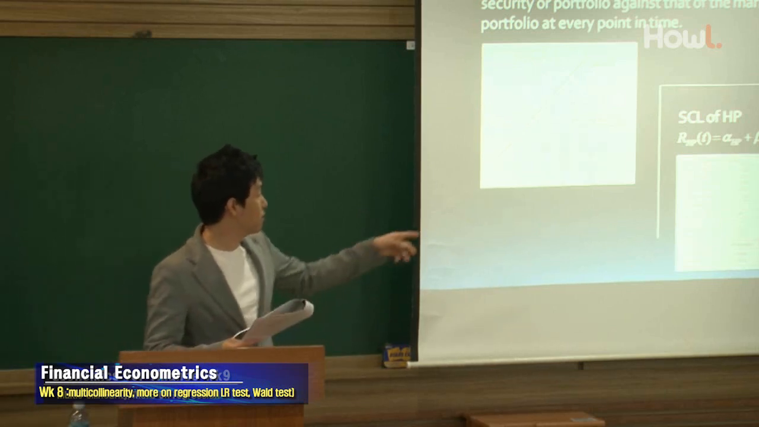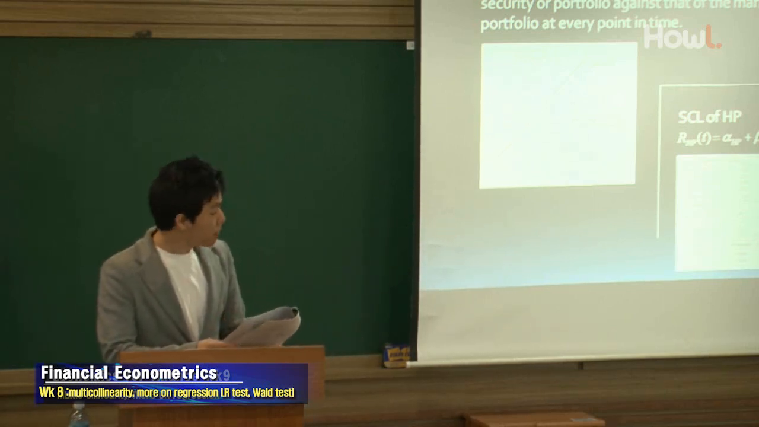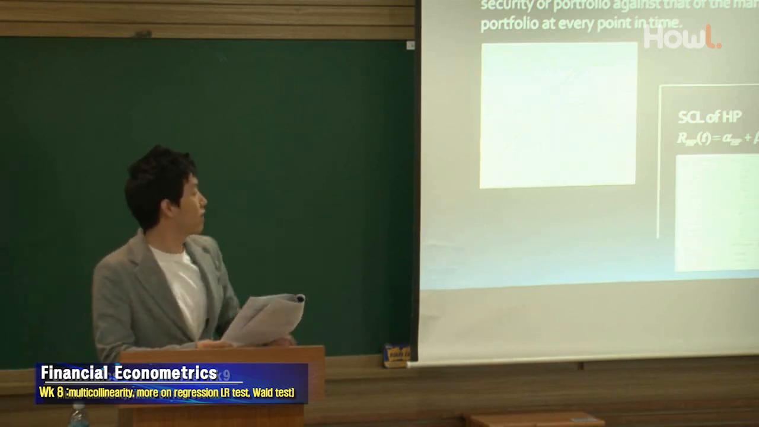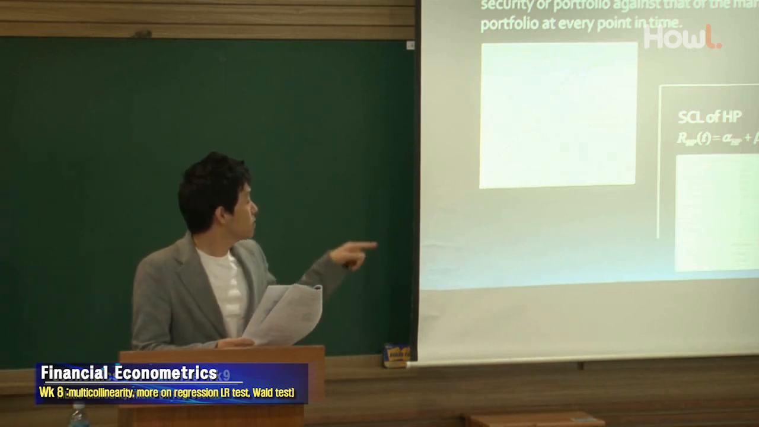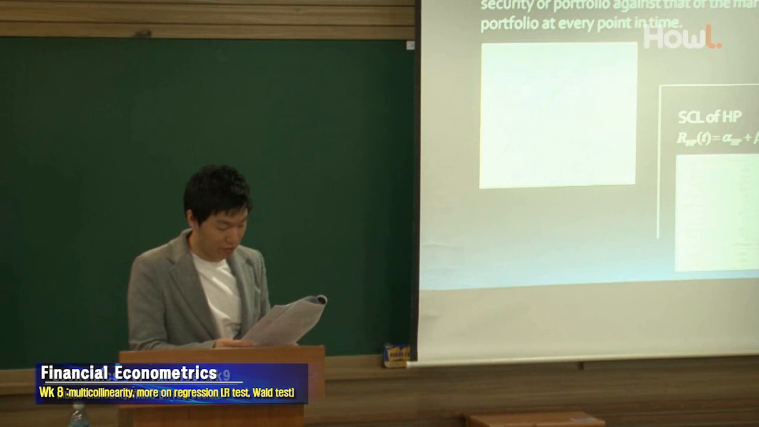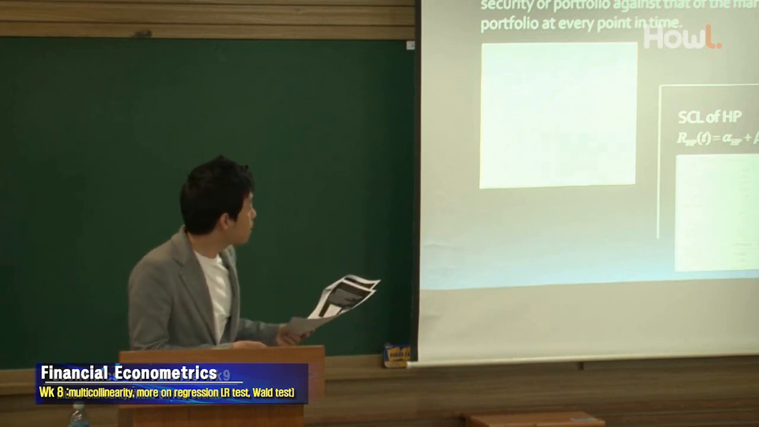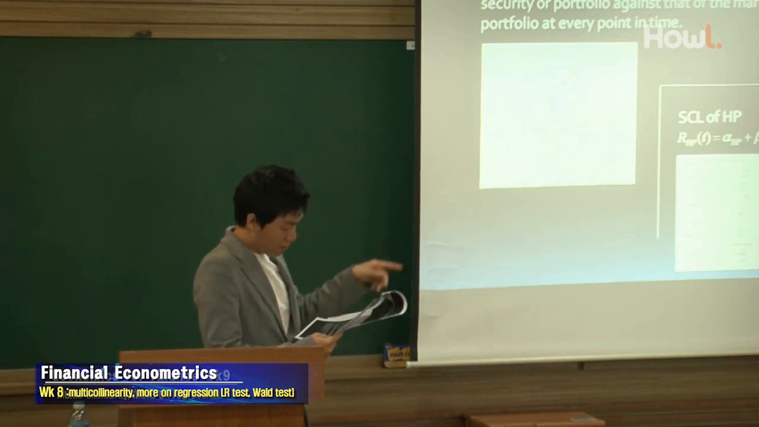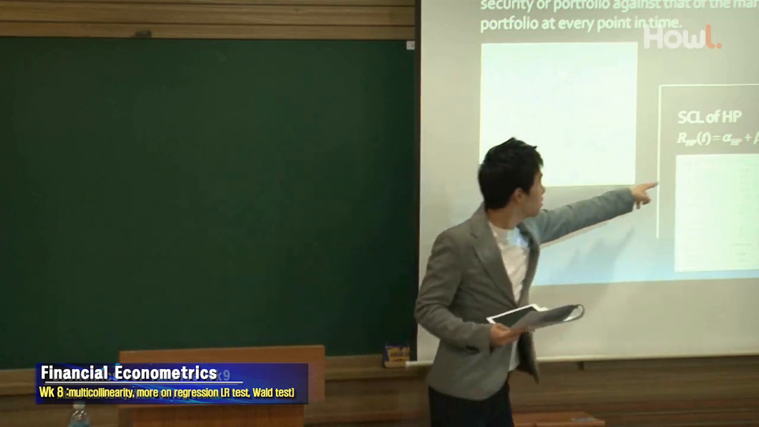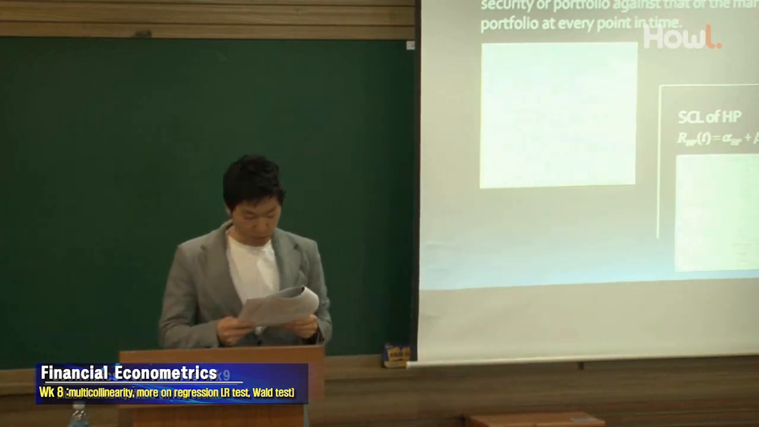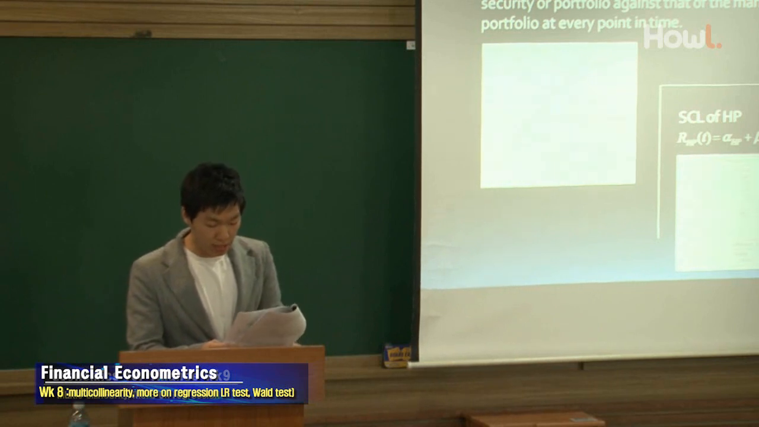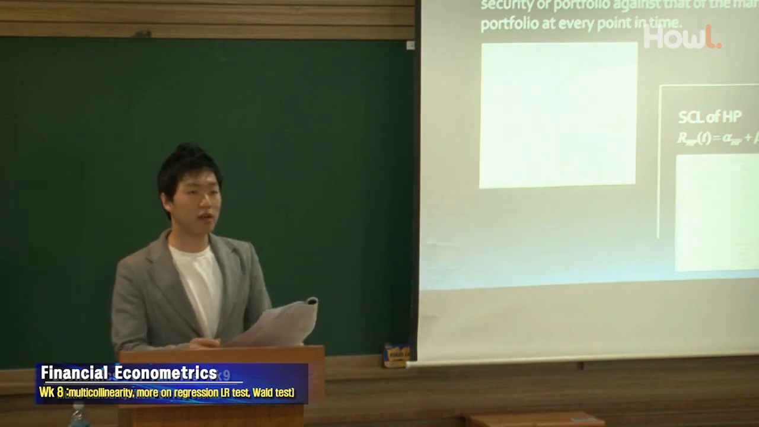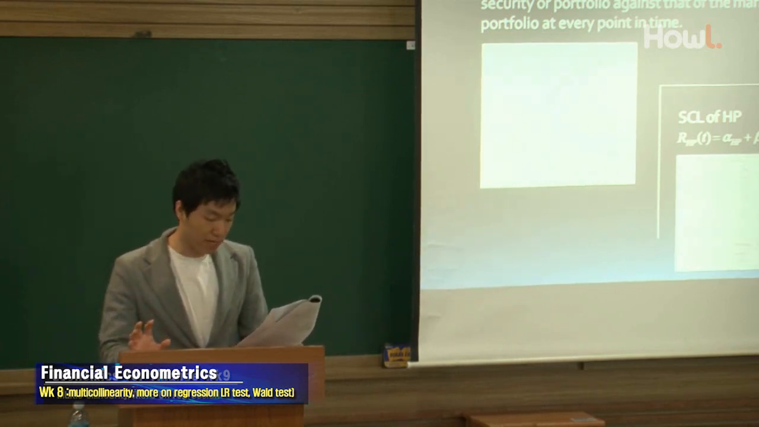The right bottom is the example of the SCL of HP. In that case, we use the beta, alpha, and error for HP, and just use M as the S&P 500. See the regression statistics: 0.7238 is the correlation of HP with the S&P 500, and it shows that it's quite high, which means it's quite following the market graph.